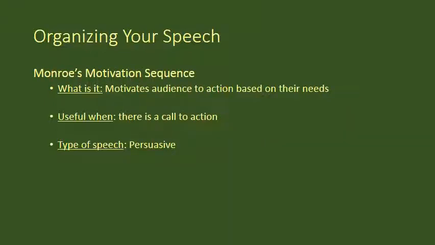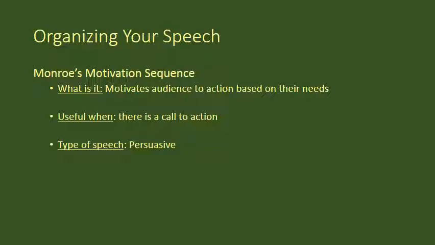And then Monroe's motivational sequence. This is when you are trying to motivate your audience to do something, and it's action-based. So it's based on you need them to do something, and there's a call to action at the end. So you're trying to show them a way, basically. You're trying to say, this is available to you, this is how you do it, let me help you do it, and then you give them the way to do it at the end.